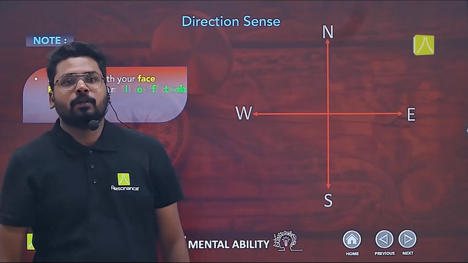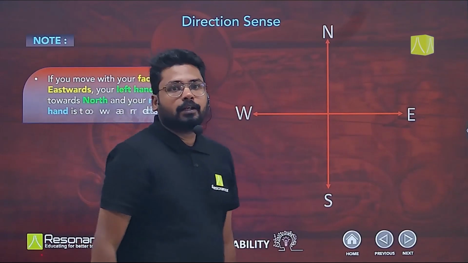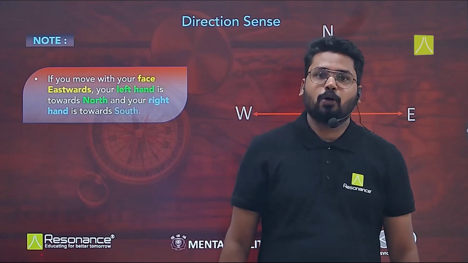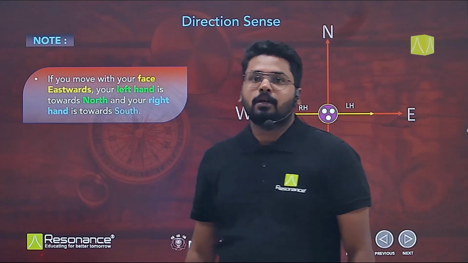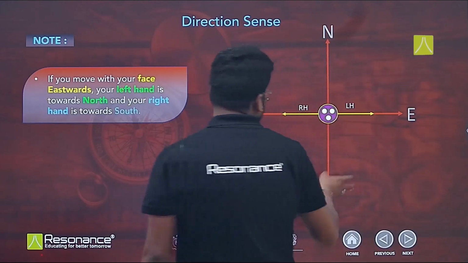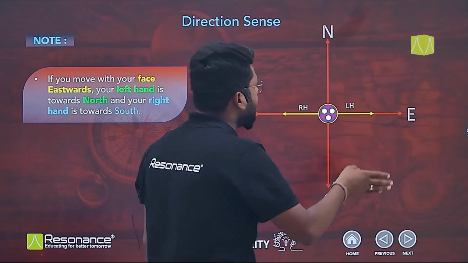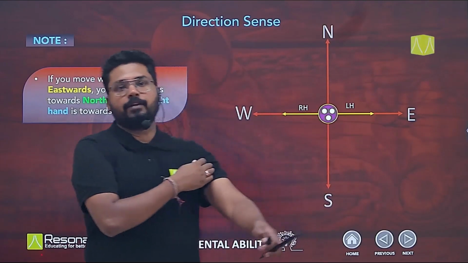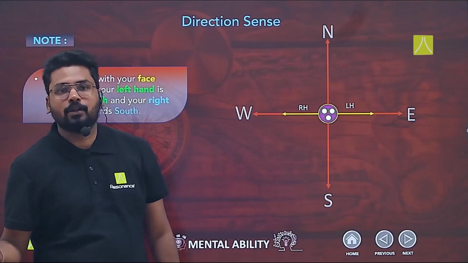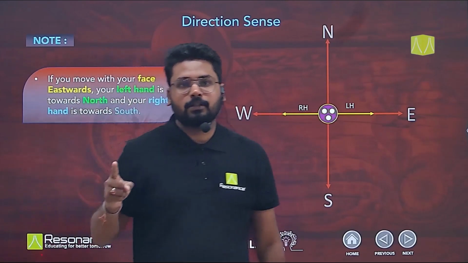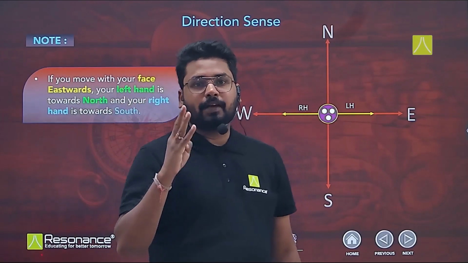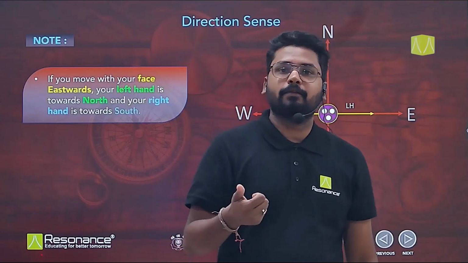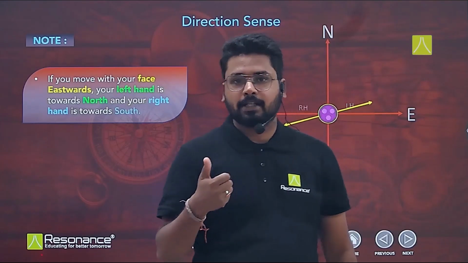Now, how to identify the directions? Suppose I am moving towards east direction, or I am moving towards north. I have to fix one direction. Then my left hand and my right hand will decide the 2 other directions. 3 directions are fixed, so the 4th direction will automatically be known.